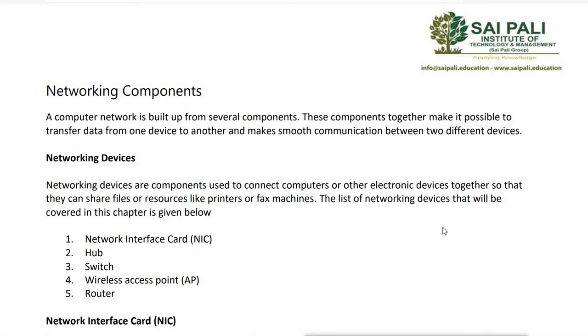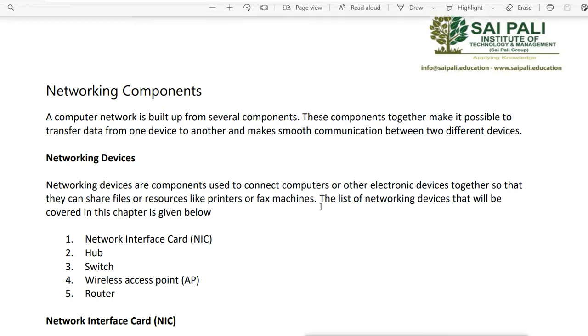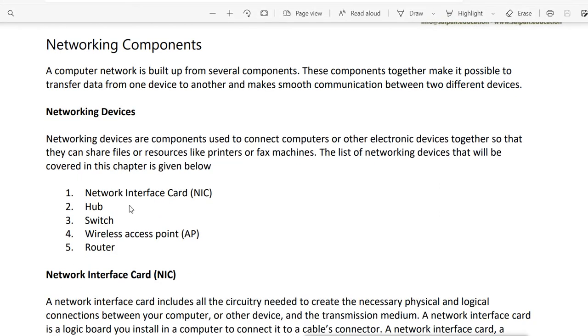Networking components. Now a computer network is built up of several components, and these components together make it possible to transfer data from one device to another and make smooth communication between two different devices. And these network devices, the components are: first, network interface card, NIC. Then we have hubs, switch, wireless access points and routers.